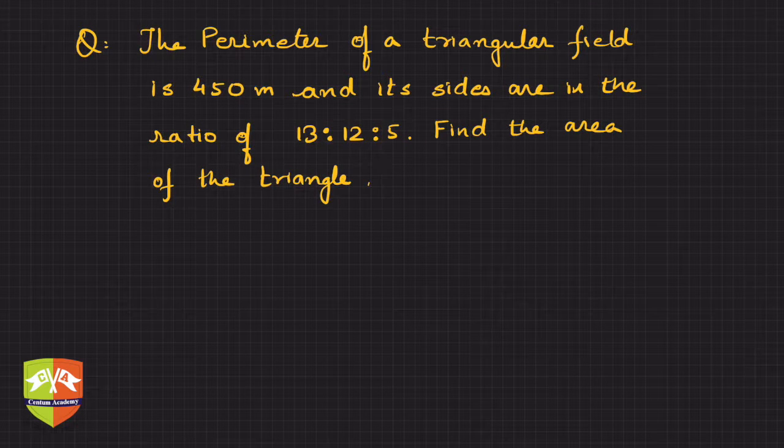Okay, so in this question, it's given that the perimeter of a triangular field is equal to 450 meters, and its sides are in the ratio of 13:12:5. So first of all, we'll have to do data mining. If you see, this is the data given. What is this 450 meters?